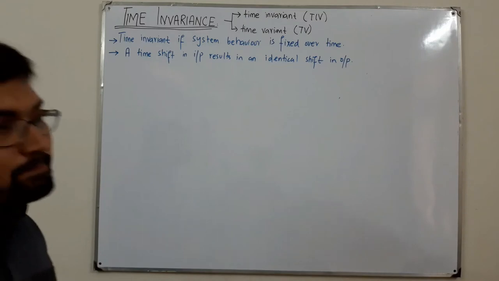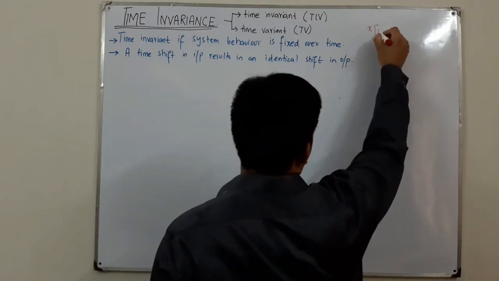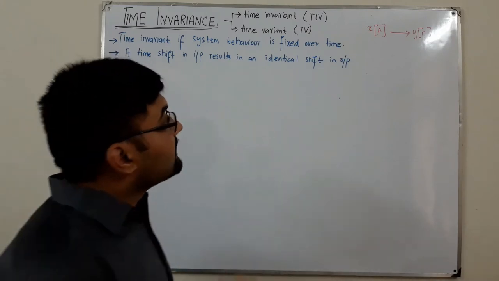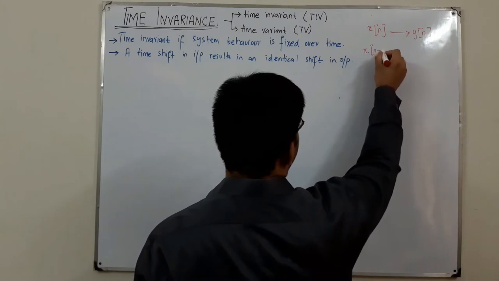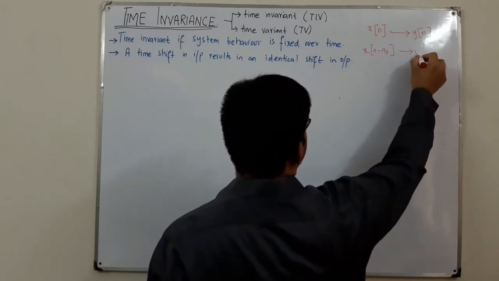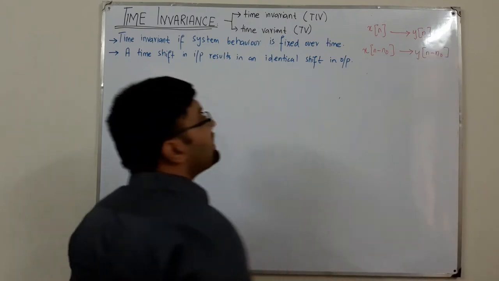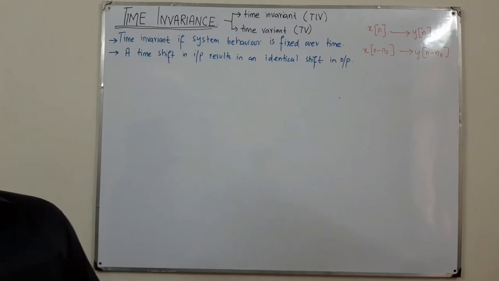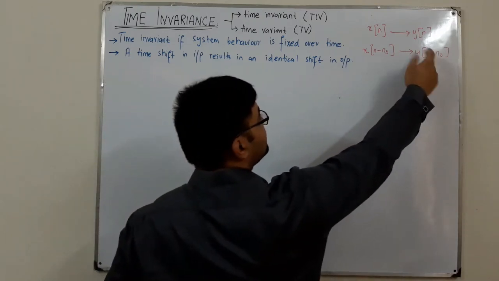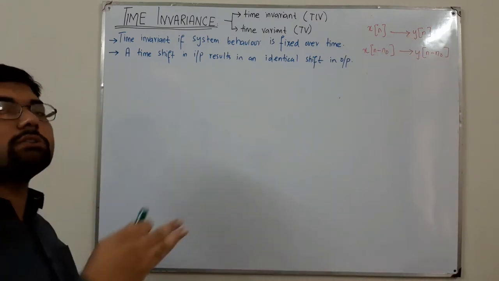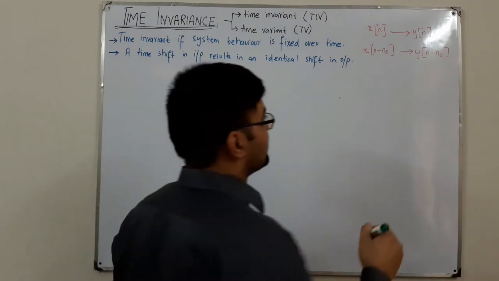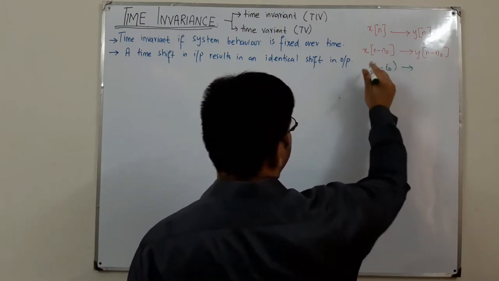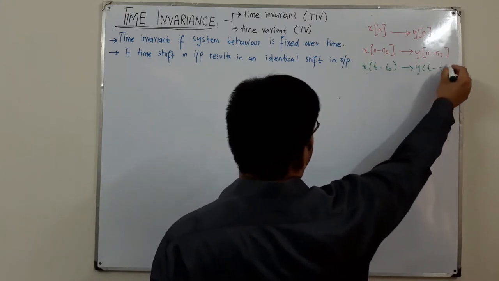Now, what does this mean? So again, let's say if you have an input x of n in the discrete time domain, you feed it to the system, the output is y of n. Now, if you have a shift in the input by a value of n naught, and you feed it to the system, the output will have the same shift of n naught, so this system would be a time invariant system. Whereas if the shift in the input is not equal to the shift in the output, this would be a time variant system. Similarly, you can have for continuous time also, x of t minus t naught would correspond to y of t minus t naught.